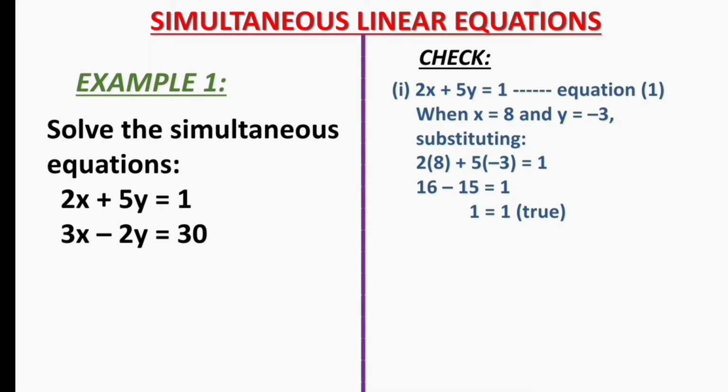In equation 1, we have 2x plus 5y is equal to 1. We got the answers x is equal to 8 and y is equal to minus 3. If you substitute these values into equation 1, you are going to find that the equation reduces to 1 is equal to 1. Of course, 1 is equal to 1 is a true statement. That means that the two answers for x and y are very correct. Let's do the same thing for equation 2.